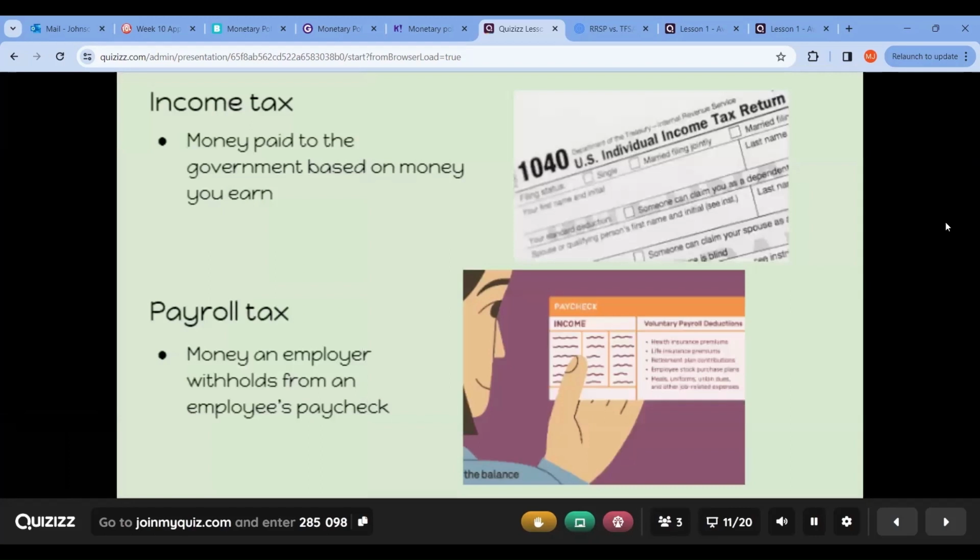So income tax is money paid to the government based on money you earn. Payroll tax is money an employer withholds from an employee's paycheck. So yeah, you're paying income tax to the government, and that's their income. So the government makes money on your income tax.